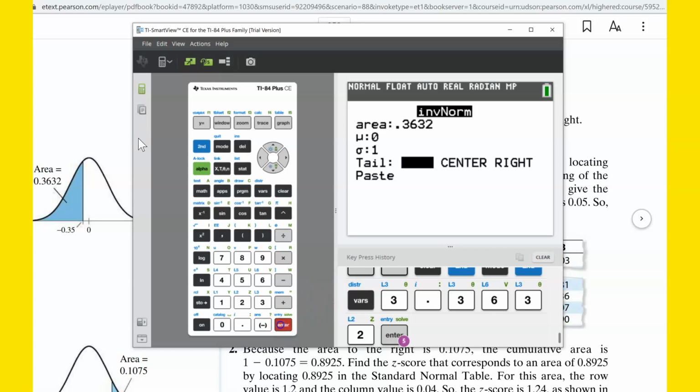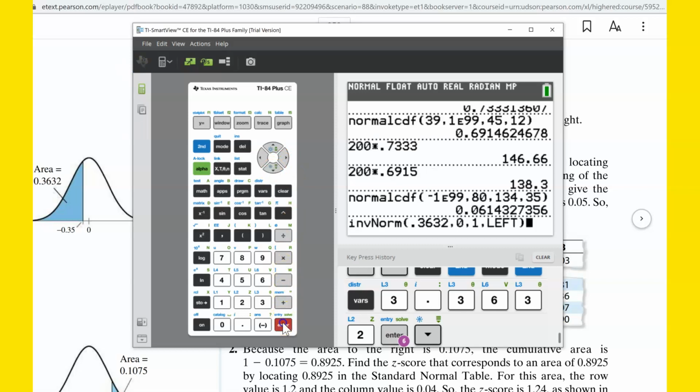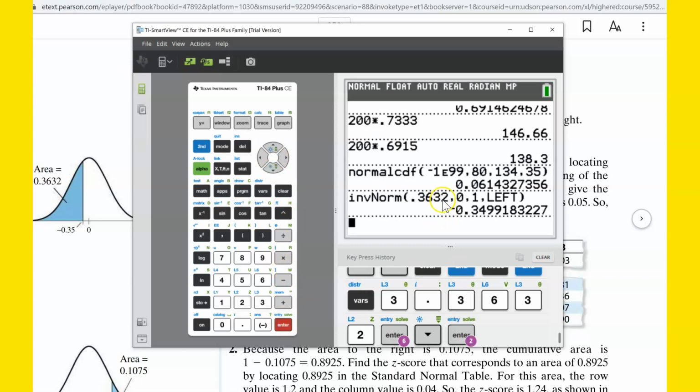So we can go ahead and go to paste and get our answer. The z-score associated with that cumulative area is negative 0.3499, or we might say negative 0.35. So a z-score of negative 0.35, or 0.35 standard deviations to the left of the mean, has about 36% of the data to the left of it.